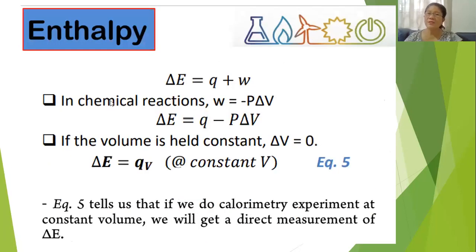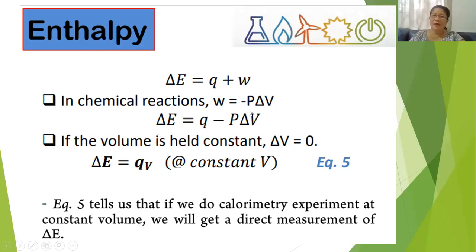Let us move on to enthalpy. Let us now have the enthalpy. So how are we going to compute for the enthalpy? That is the internal energy. This is another formula. Internal energy is equal to the heat Q plus work. Mostly in chemical reactions, if you talk about work, it has always a constant pressure. Therefore, work is equal to negative pressure multiplied by the change in volume.